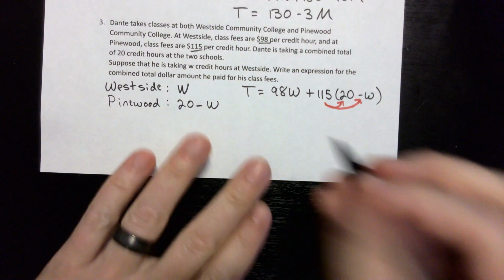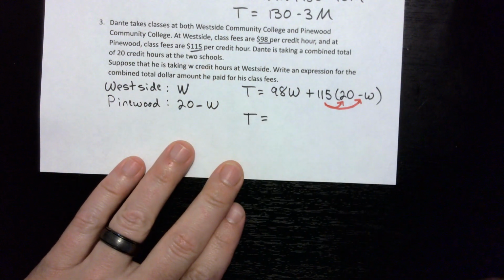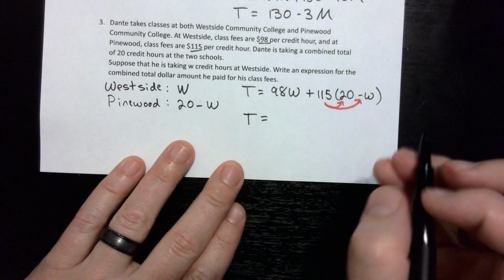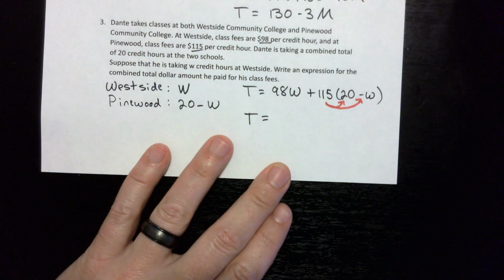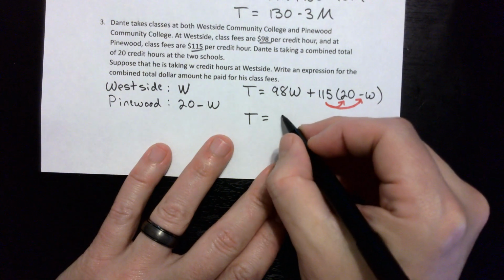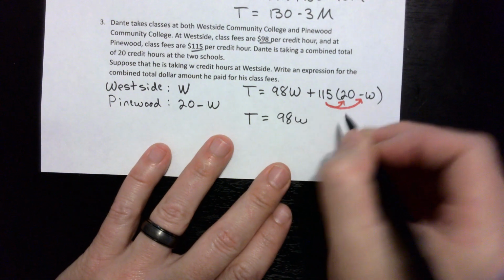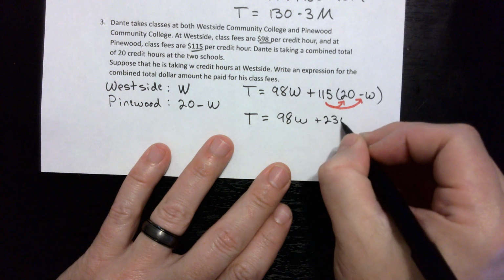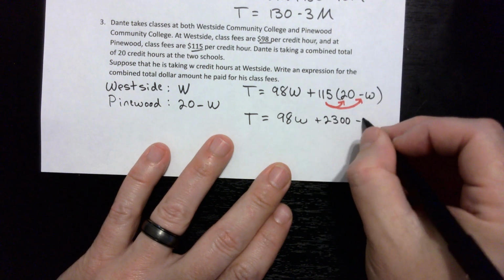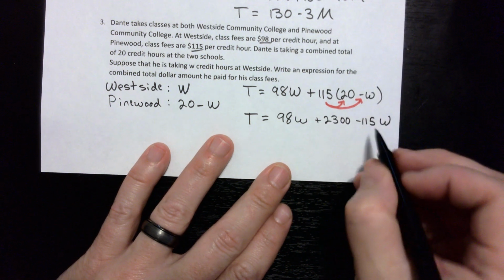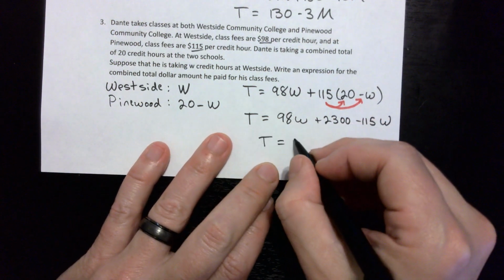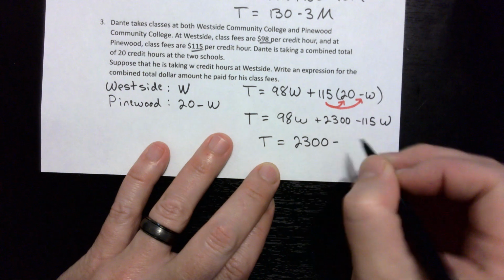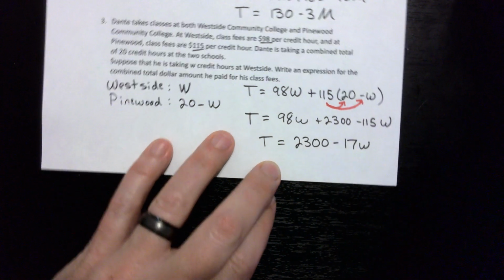So that will give us T is equal to, if you distribute this, you will get 2,300. So we have 98W plus 2,300, and then minus 115W. Combine like terms, and that's going to be negative 17. So you get T is equal to 2,300 minus 17W. And that's it.